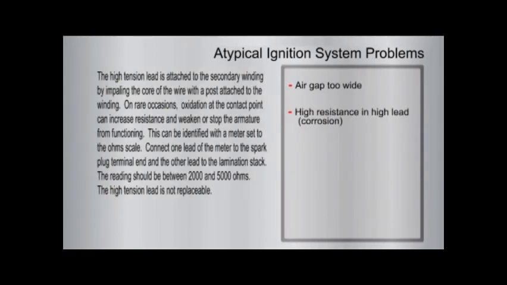The high-tension lead is attached to the secondary winding by impaling the core of the wire with a post attached to the winding. On rare occasions, oxidation at the contact point can increase resistance and weaken or stop the armature from functioning. This can be identified with a meter set to the ohm scale. Connect one lead of the meter to the spark plug terminal end and the other lead to the lamination stack. The reading should be between 2,000 and 5,000 ohms. The high-tension lead is not replaceable.